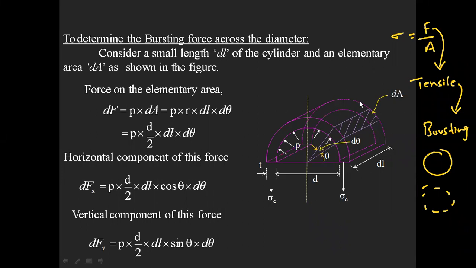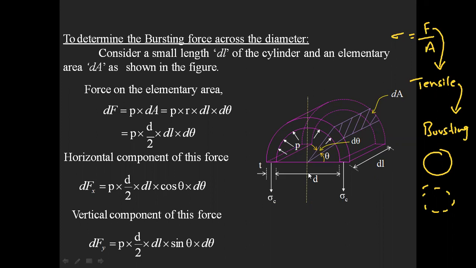I think the mathematics is very easy to understand. Okay, let us take a small length of the cylinder. Let us take a small elementary strip which has an area of dA and makes an angle of d theta. First, let us calculate the bursting force in this small elemental strip. After calculating it, when you integrate, you can calculate the total force acting on the cylinder.